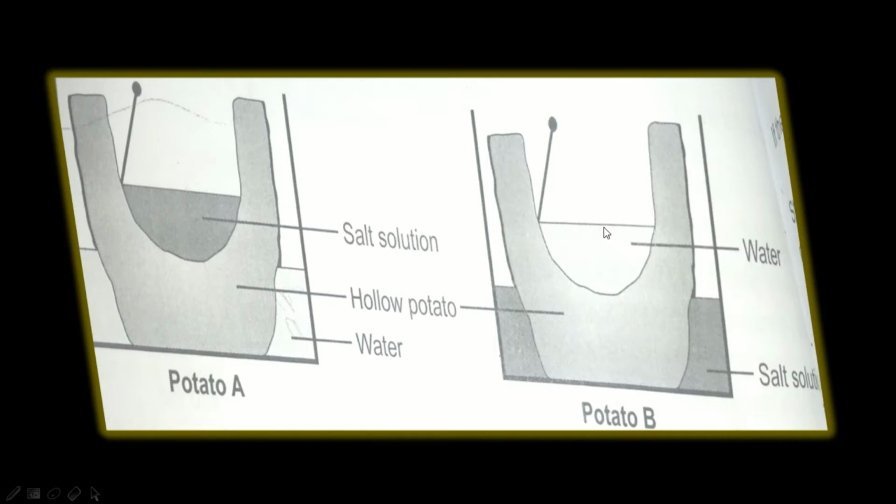Moving on to our beaker number 2, where we find potato B, instead of water in the beaker, we have salt solution, whereas in the potato itself, we have pure water. So the difference between these two beakers is that in beaker A, you have pure water, or rather tap water, whereas in beaker B, you have salt solution. Whereas in potato A, you have your salt solution.